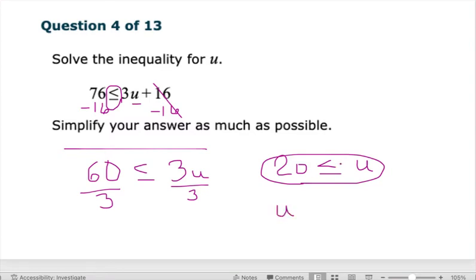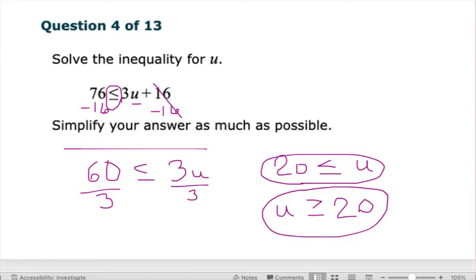The sign, since this is less than this way, it's going to be greater than when we go the other way, because I'm flipping the whole thing around, and 20 goes there. So u is greater than or equal to 20. U is greater, because this is the big end, remember, goes to the largest one, so u is greater than or equal to 20. Now, let's check our answer.